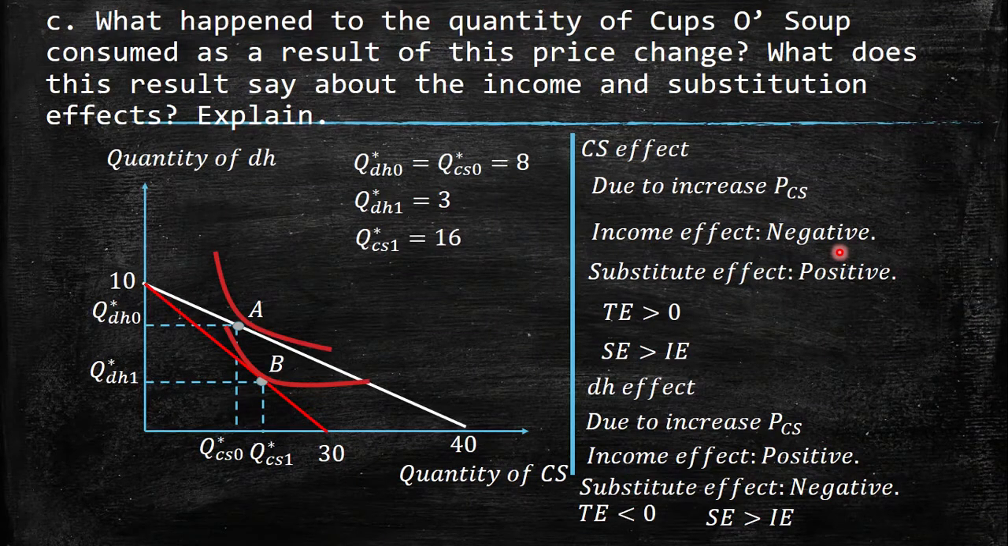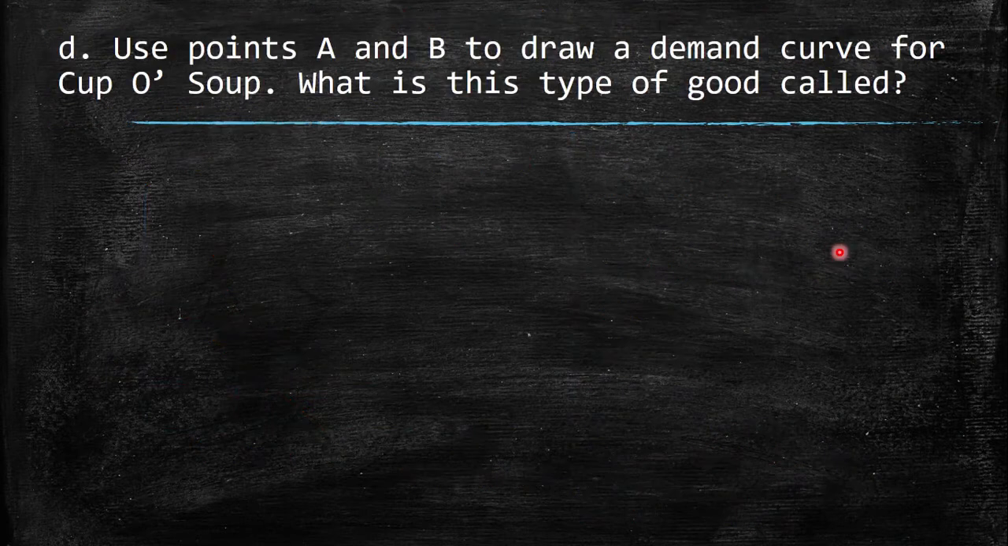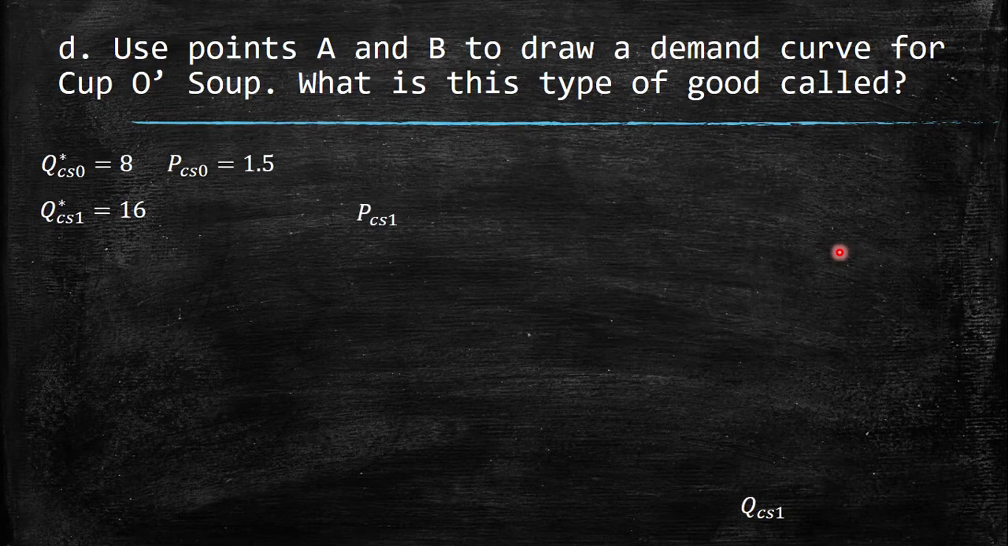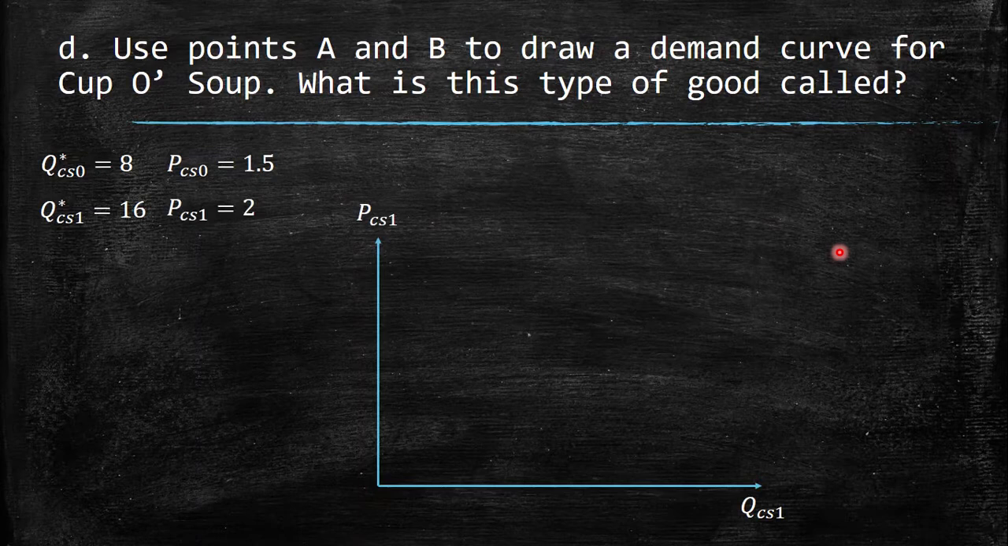You consume more in the other part, right? So then, that's the situation. D. Use points A and B to draw a demand curve for soup. What is this type of good called? Then this was what we found previously, right? Then this is the situation of the demand curve.